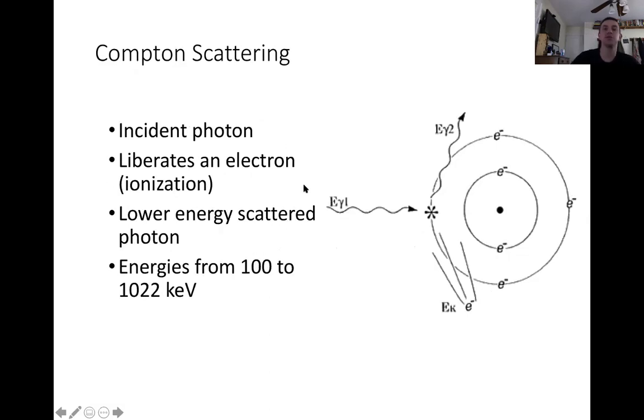They're more likely to Compton scatter, and that's where the photon interacts with an electron. It gives it enough energy to break its binding energy and to go off freely in space. It ionizes it, but it also creates a secondary photon of lower energy that also continues on its path.